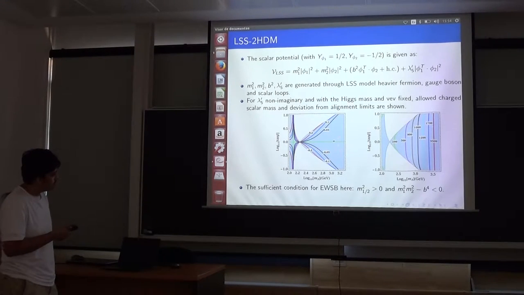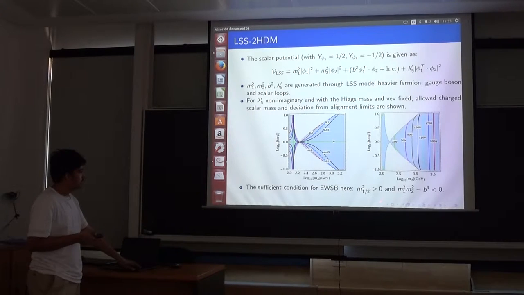These are all the allowed points for MA and tan beta, and this is the amount of deviation possible from the alignment limit. We see that not much deviation is possible, only allowing these three constants, so there is a tendency towards the alignment limit. Also, this is the charged Higgs mass contour, and we can see the charged Higgs masses are close to the MA mass. So MA, the charged Higgs mass and the CP-odd mass are also coming out degenerate. So electroweak symmetry breaking is done here.